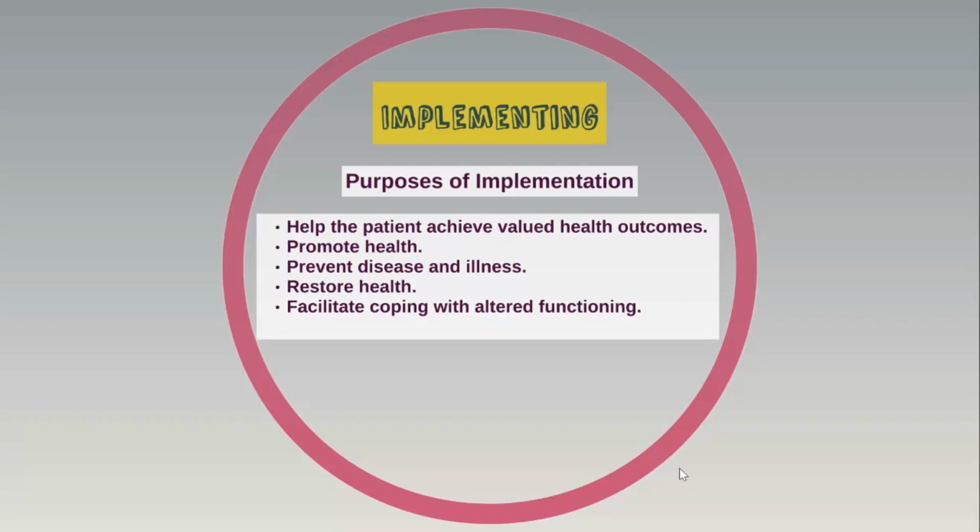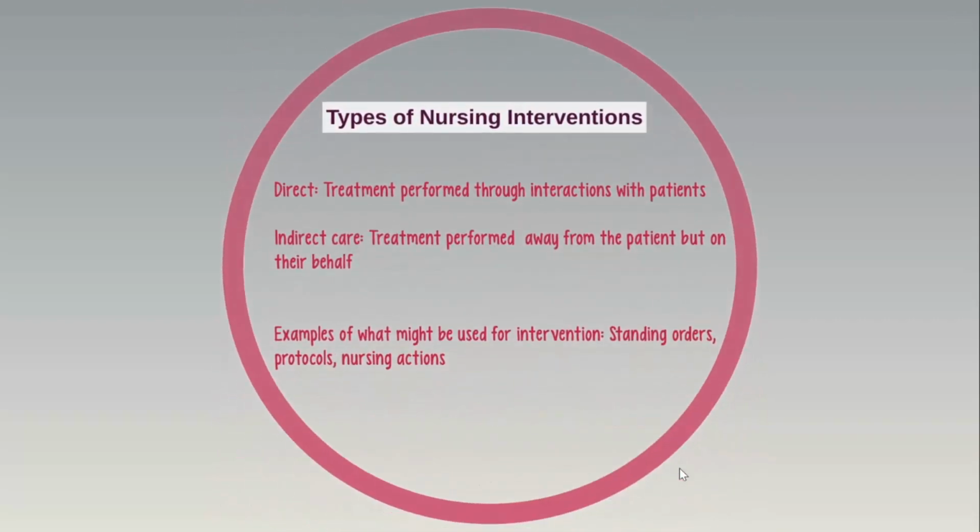You're going to help the patient achieve their goal or outcome. You're going to promote health, prevent disease and illness, restore health, hopefully by allowing the patient to meet those outcomes that you've written for them, and facilitate coping with altered functioning. Okay, so let's look at implementing a little deeper. There are some interventions that you wrote out for Mrs. Tompkins. Interventions can either be direct or indirect.